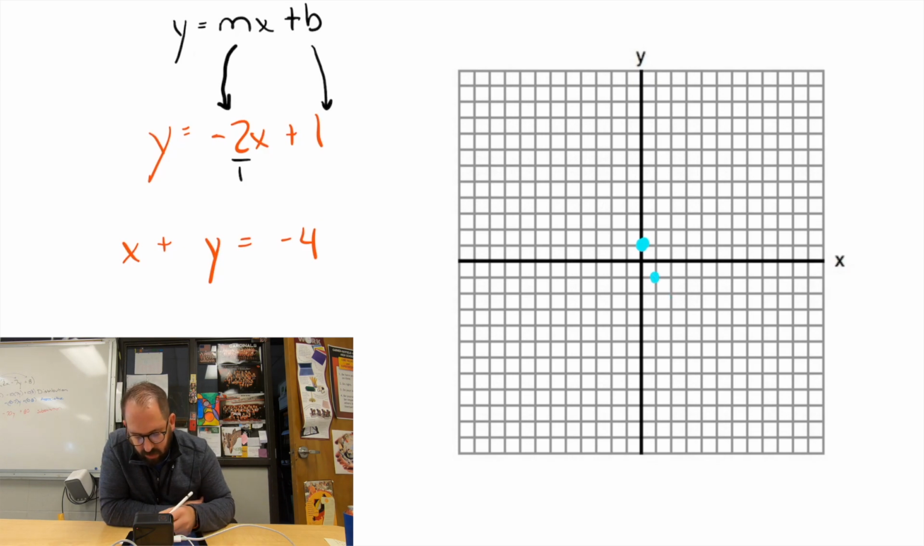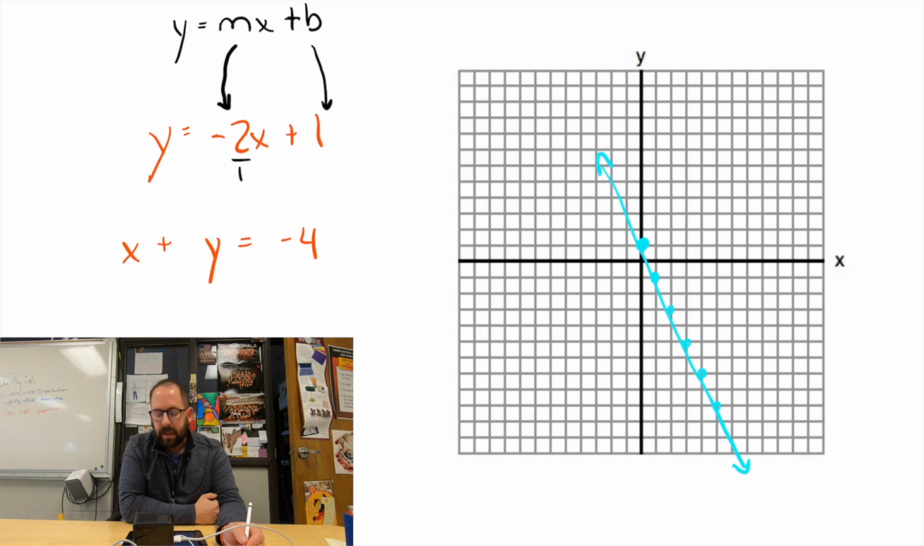Ooh, put it too close. Drop 2, run 1, drop 2, run 1. You guys get the idea, and I'll just keep drawing these over and over. I always like to do a couple, see kind of where it's going. You can go the opposite direction, it's fine.